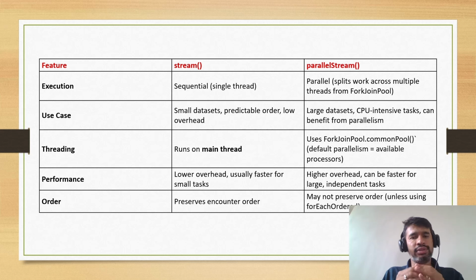Threading wise, stream uses the main thread, parallel stream uses available processor threads. And performance wise, stream is usually faster for smaller tasks. There will be overhead in case of parallel streams, and parallel stream is faster compared to streams for larger datasets. And streams preserve the order, parallel streams will not preserve the order. So these are all the differences. I hope you understood when to use stream, when to use parallel streams, and what the differences are. Let's move on to the next question.